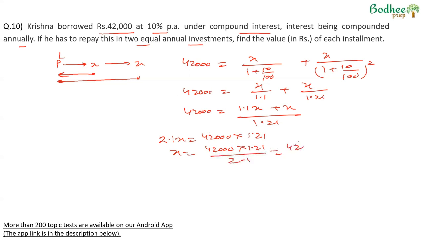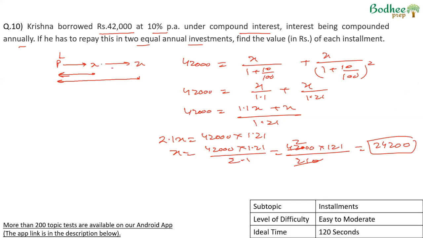Adjusting for the decimals, you can write 42,000 into 121 upon 210. 210 will cancel this out by 2. Therefore, 242. Sorry, 242, not 422. 24200. This becomes the value of x, or the installment that has to be paid at the end of the year. Again, this is a direct formula that we can put, and also the numbers are not very difficult since the rate is 10%. So 1.1 is not very difficult to manage. So I'm saying easy to moderate in terms of level of difficulty.